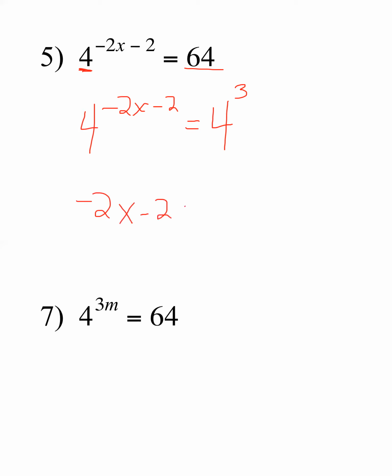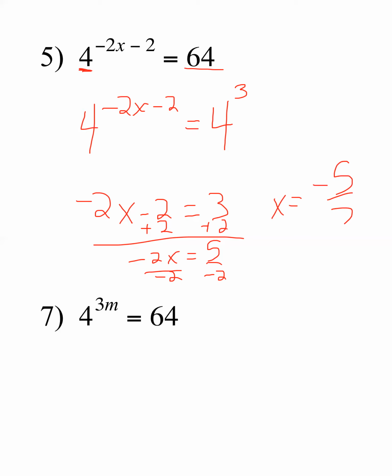-2x minus 2 equals 3. And then we just solve from here, right? Add the 2, add the 2. -2x equals 5. Divide by a -2. So my answer here is just going to be a -5/2.